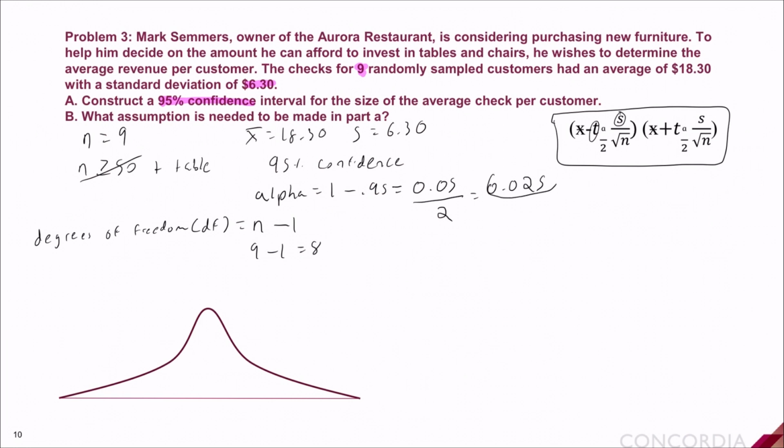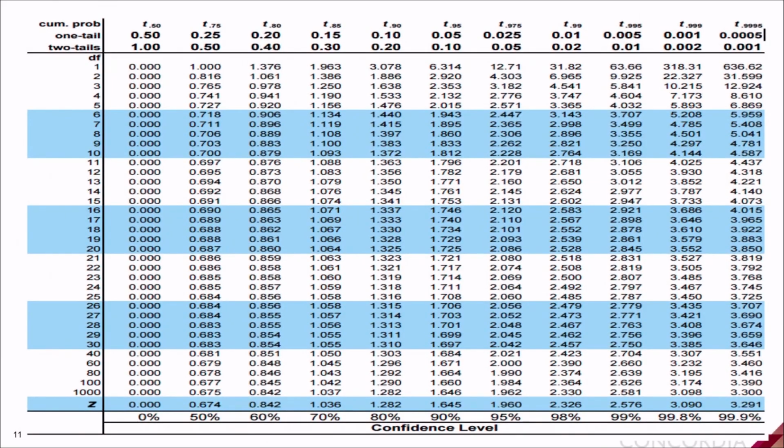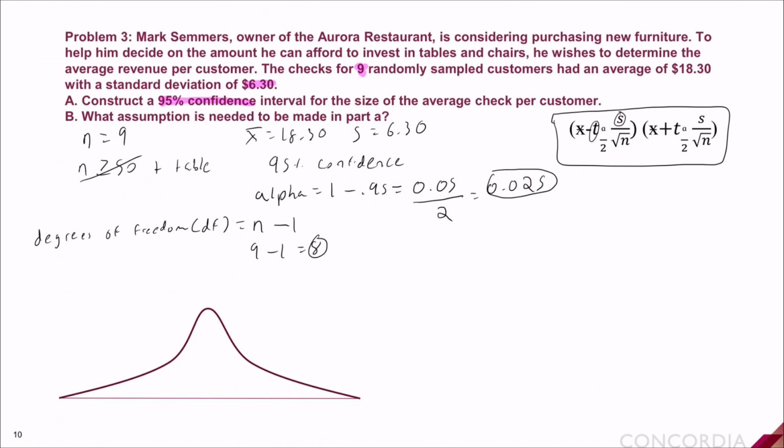Using these two values, we can go find our t-table value, or our t value. Here's our t-table, and what we have to do is, we found that our degrees of freedom is 8, which puts us in that row, and we know that our alpha per side, or per tail, is equivalent to 0.025, which is this column. We go find the matching value, which is 2.306, and that's our t value. Now that we have all the information, we can plug it into the formula.